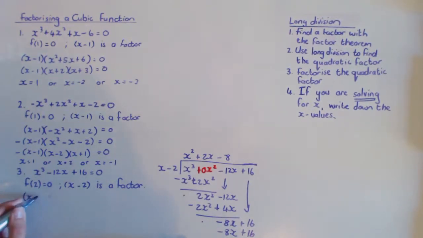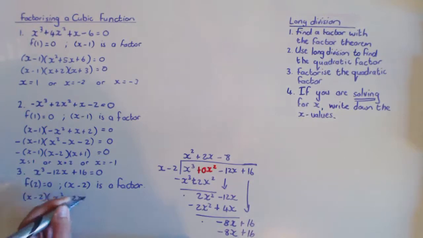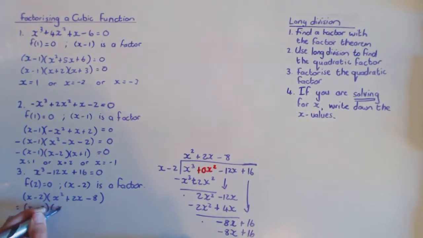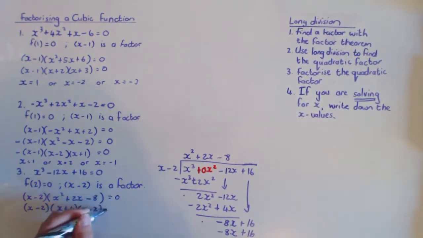So my two factors are x minus 2 and x squared plus 2x minus 8, and then yet again I must just factorize this last one, and then those two brackets are the same. So if I have equal to 0, I have x is 2, or then alternatively x is negative 4, and those are my solutions.